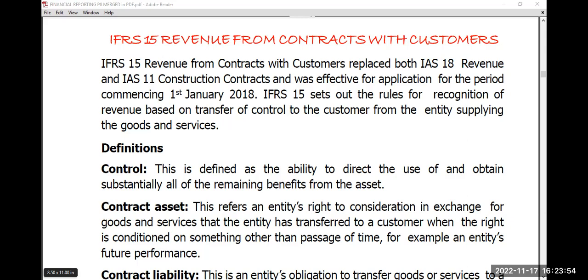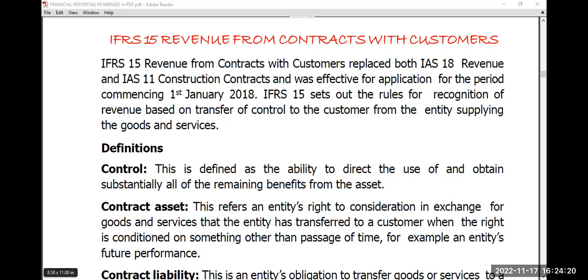Because those questions that came before 2018 were examined basing on the other standards that were replaced. So whenever you are doing some revision, make sure you are looking at numbers that are starting from 2018 going forward.